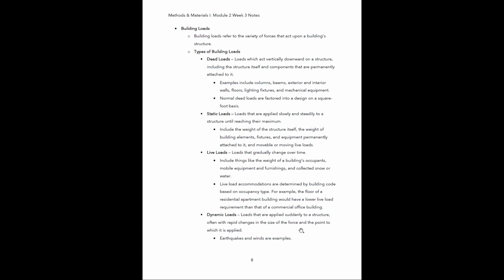Dynamic loads. These are loads that are applied suddenly to a structure, often with rapid changes in the size of the force or the point to which it is applied. For example, an earthquake or wind. Something that happens really quickly and then goes away. The building needs to be built to withstand the unexpected.